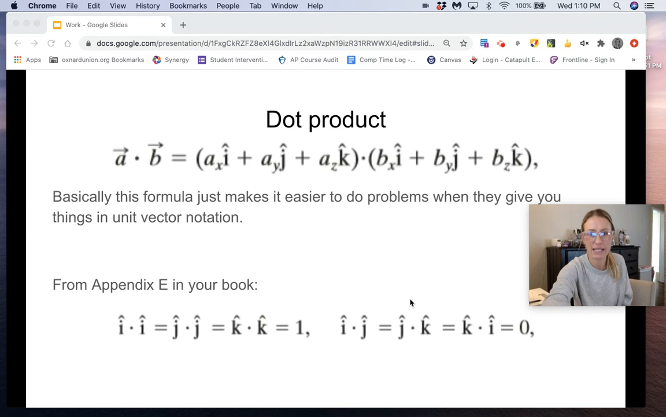So how we would do a problem like this is you would take your unit vector notation, and then all you would do is multiply your x component of the first vector by the x component of the second vector. You would multiply your y component of the first vector by the y component of the second vector, and multiply the z component of the first vector by the z component of the second vector, and then all you do is add them all together. All right, it seems really weird and almost too easy, but that's how you solve an equation with a dot product.